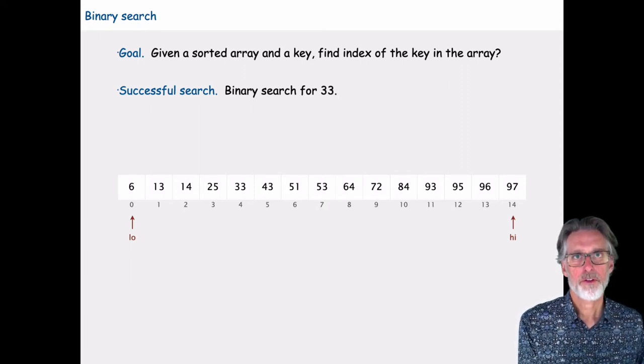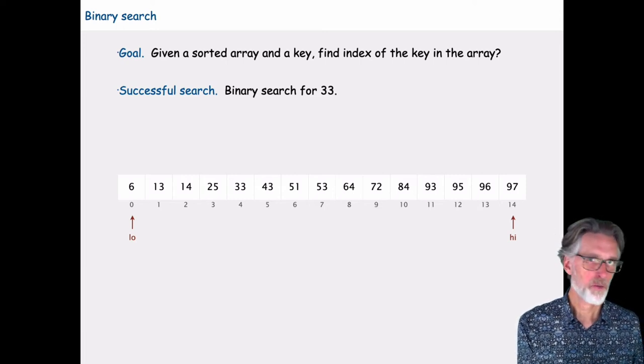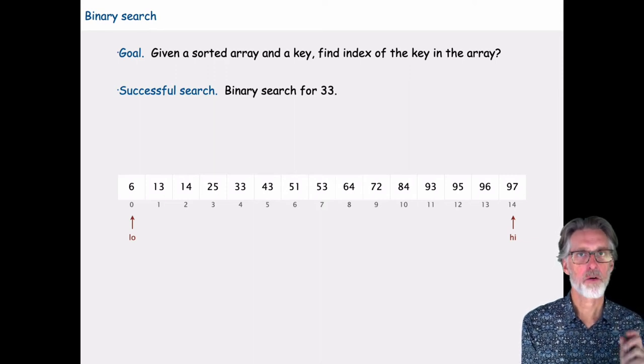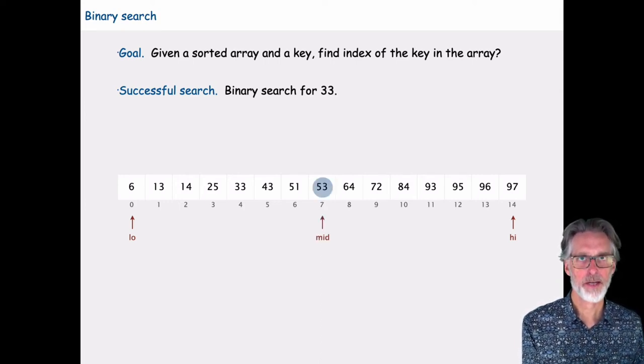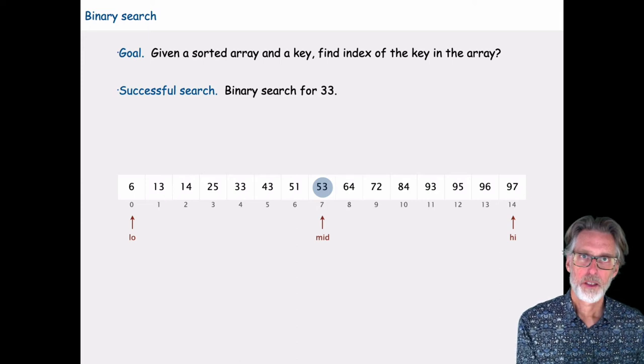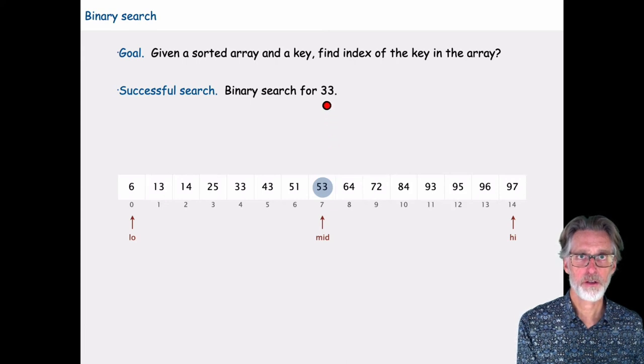Now, if you are looking for 33 in this array, you might start over toward the left-hand side or the right-hand side. Binary search is always going to start right in the middle. So we compute the midpoint by subtracting the low from the high, dividing by 2, and adding the low. And in this case, we get 7. The number we find there is 53, and 53 is larger than our goal, 33.